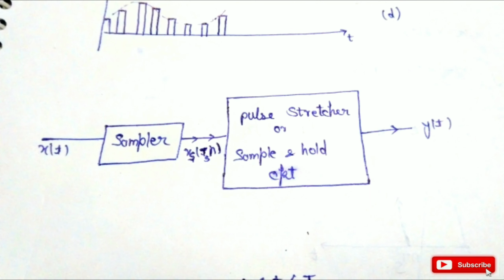From this discussion, we can conclude that in flat top sampling, we first perform instantaneous sampling. So x of t, our input signal, is passed through the sampler and we get x of nTs. In this manner, we perform the instantaneous sampling. Then the output of the sampler is passed through the sample and hold circuit, or pulse stretcher, which stretches the pulses by some amount.